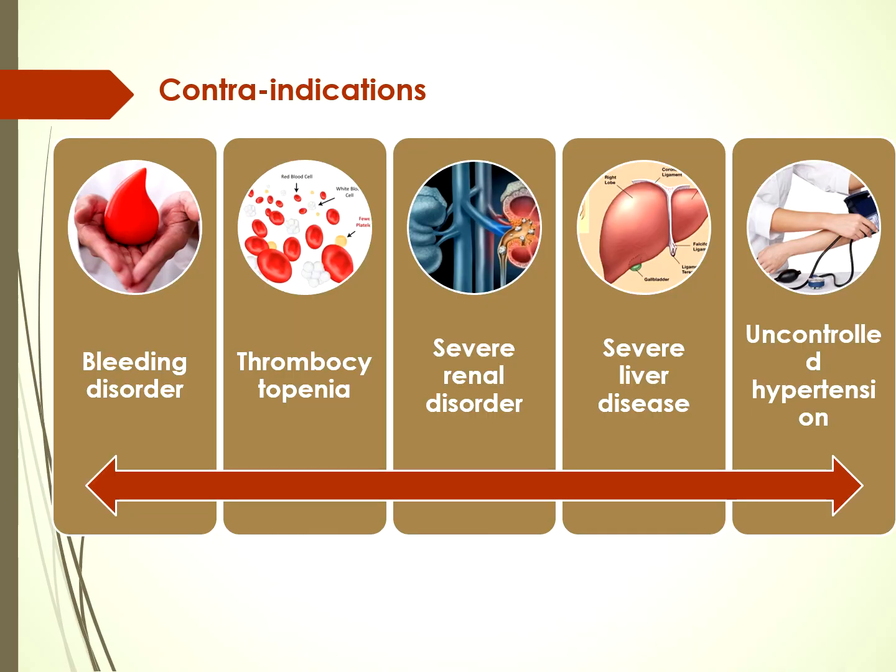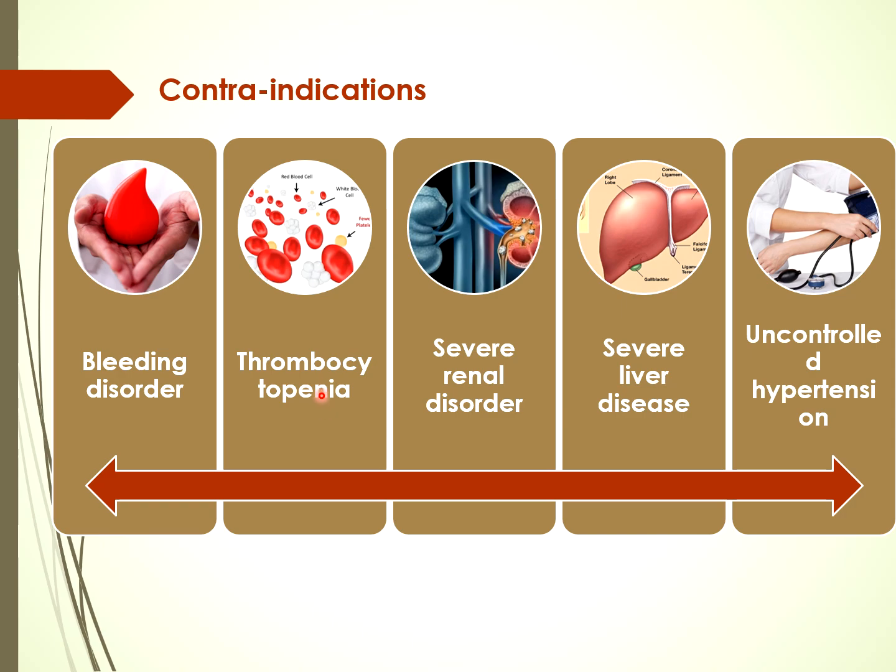Contraindications. We should avoid this low molecular weight heparin in case of bleeding disorder, because just now we discussed, if the person has a bleeding disorder and you administer low molecular weight heparin, again there is a chance of excessive bleeding, because low molecular weight heparin acts as an anticoagulant, so it reduces the coagulation. And we should avoid in case of thrombocytopenia.